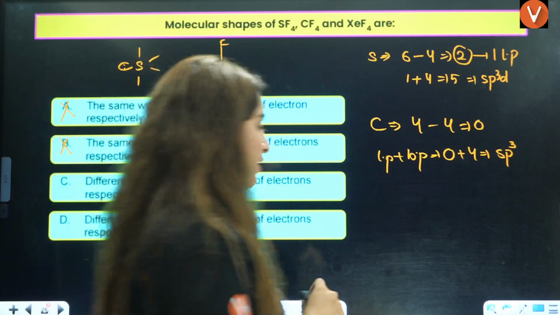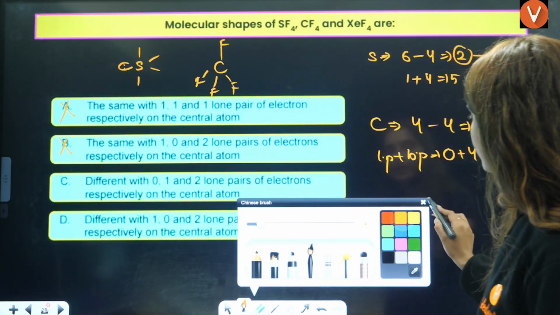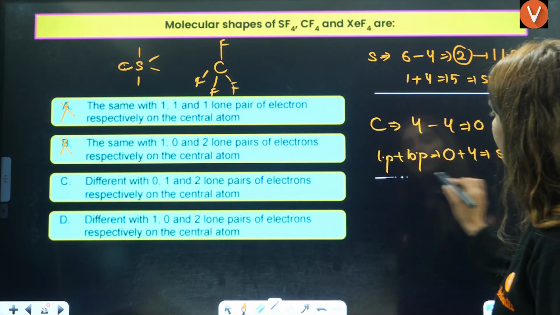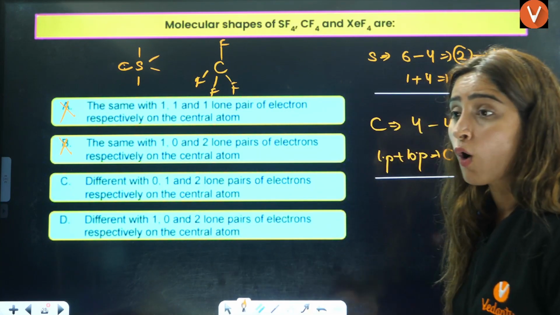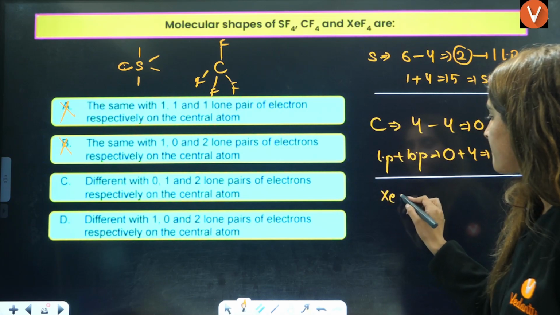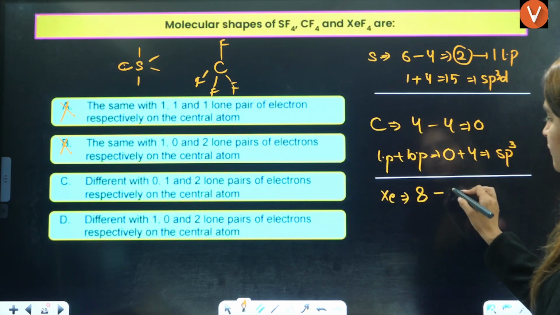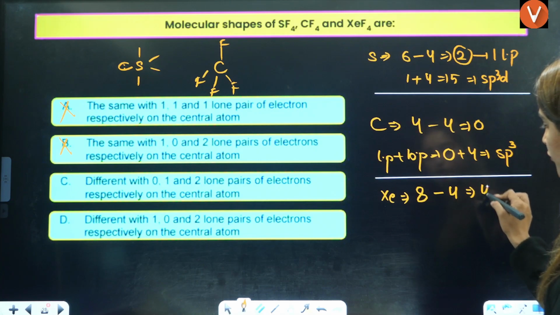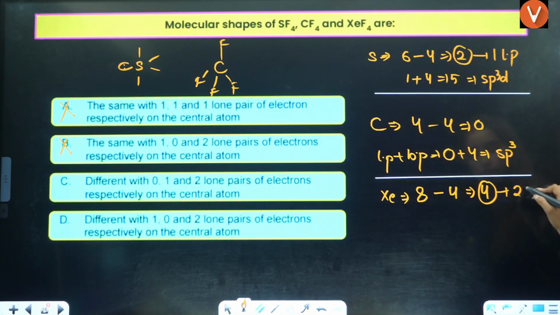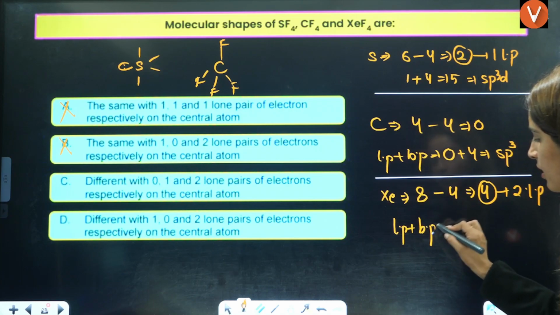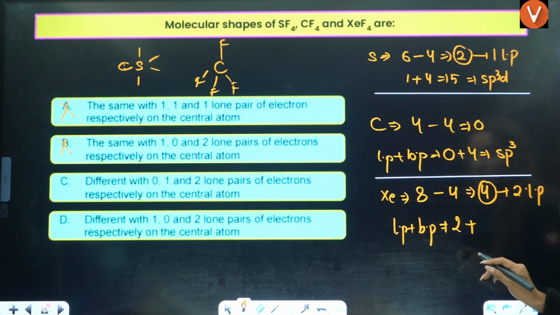If you see XeF4, xenon is nothing but xenon. If you see, everybody, what is xenon? Xenon belongs to which group? Xenon belongs to group number 18. So it is 8 minus 4 electrons are involved. 4 you are left with. That means 2 lone pairs. Lone pair plus bond pair. Lone pair is 2, right?